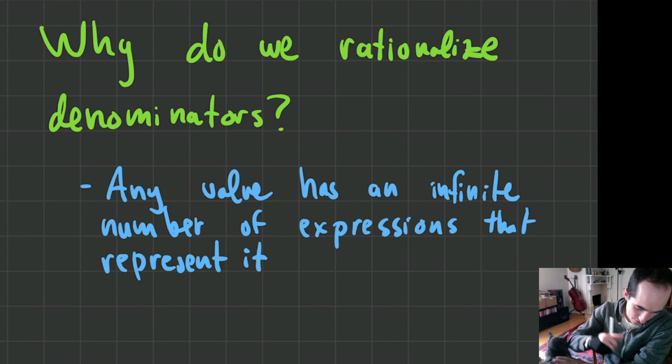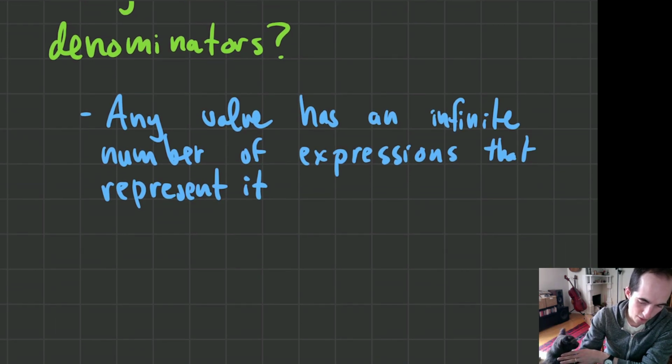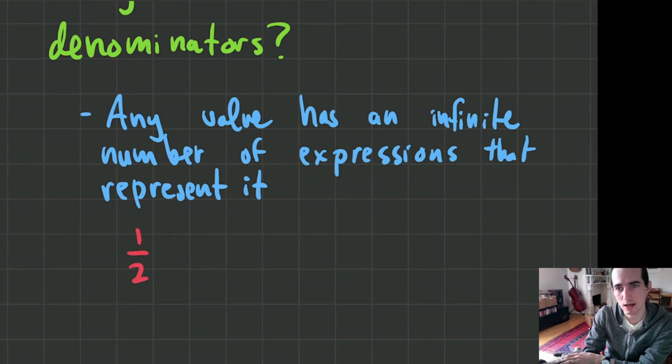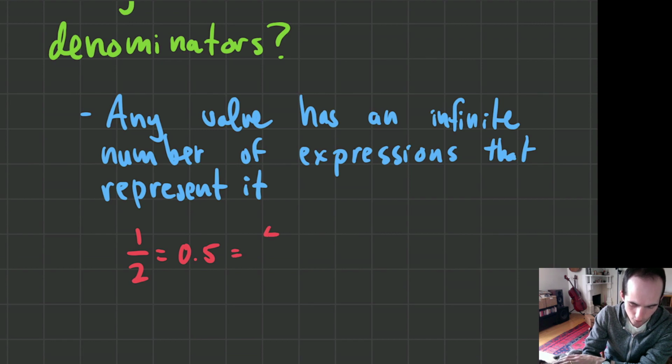Okay, so any value has an infinite number of expressions that represent it. If you don't really see what I'm talking about, take any number. Let's take the number 1/2. How many different expressions can we think of that represent 1/2? Well, how about 0.5? How about 4/8? How about the square root of 2 over 2 times the square root of 2?